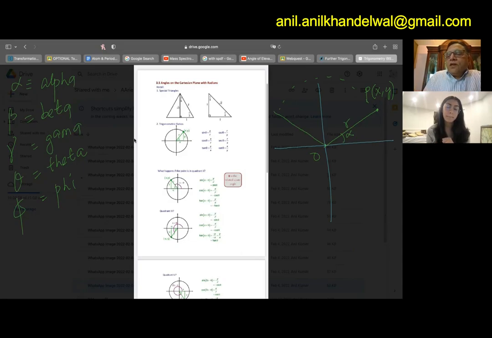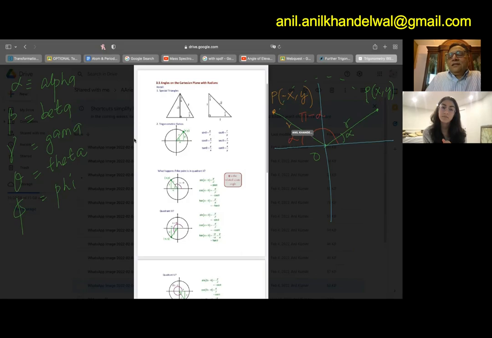Now let us say this angle is alpha, and this angle will be how much? If that is alpha, this will be pi minus alpha, right? Because the total is 180, and 180 equals pi, so it's pi minus alpha, which gives you the red angle. And this point will be what? X becomes negative, but y remains the same. Radius is also the same.